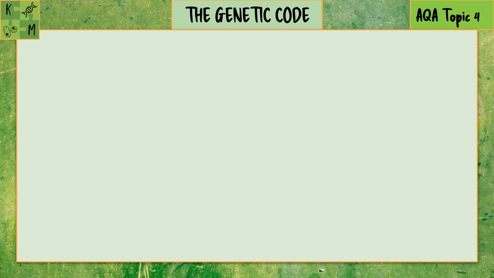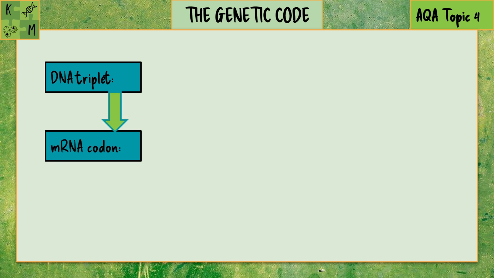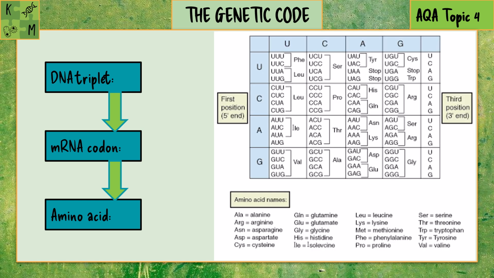Within transcription, a DNA sequence is used as a template to produce a complementary mRNA sequence. Each set of 3 bases on the mRNA, known as a codon, codes for a specific amino acid. A table such as this can be used to determine which amino acid is to be added according to each mRNA codon. For example, if the triplet within DNA is GCT, the complementary mRNA sequence will be CGA.